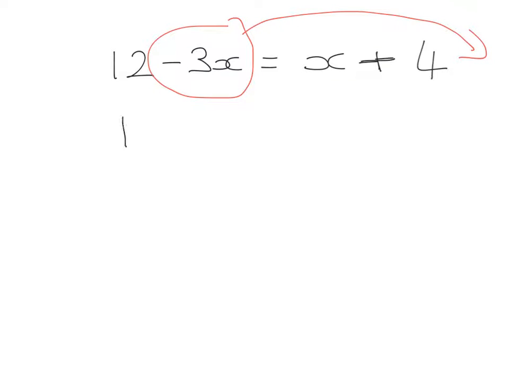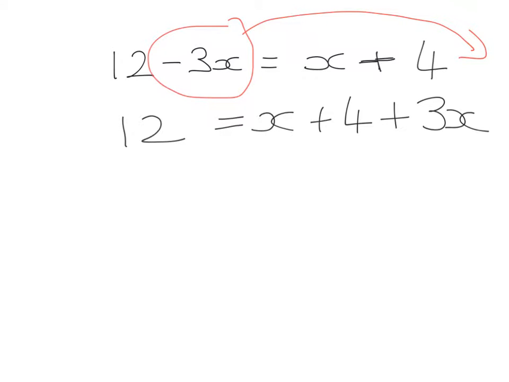whereas the other side is positive 1. My 12 stays where it is, my equals sign stays where it is, my x plus 4 stays where it is, my 3x comes over and does the opposite job. X plus 3x is 4x. And my plus 4 is still where it is. Again, remember, only one thing's moved there. The 12 is still where it is, equals is still where it is, 4 is still where it is. All that's happened is I've combined the 3x and the x to get a 4x.